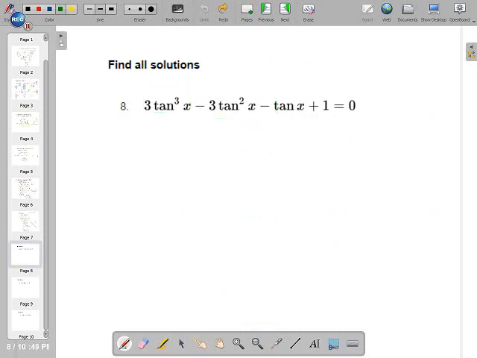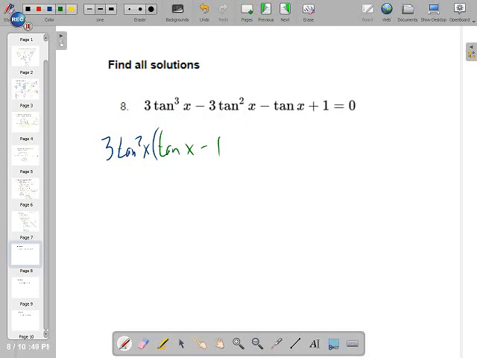This is a cubic. So when you have 4 terms, you're thinking, that's not good. Let's see if we can factor this thing to bring it down a degree or 2. When you factor with 4 terms, you're going to factor by grouping. So we're going to find the GCF of those 2 terms, which would be 3 tangent squared x, and you'll be left with a tangent of x minus 1.